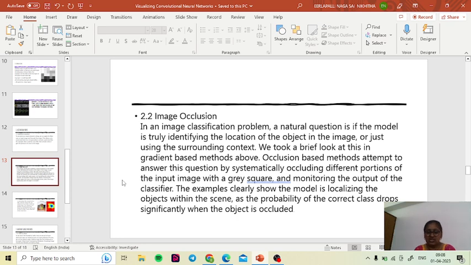So it has learned the surrounding context instead of learning the object detection. We took a brief look at this in the gradient based methods above. Occlusion based methods attempt to answer this question by systematically occluding different portions of the input image with a gray square and monitoring the output of the classifier. The example clearly shows the model is localizing the objects within the scene, as the probability of the correct class drops significantly when the object is occluded.